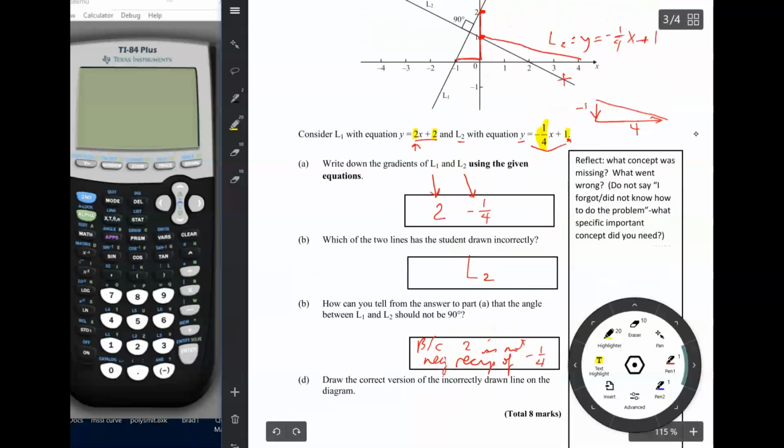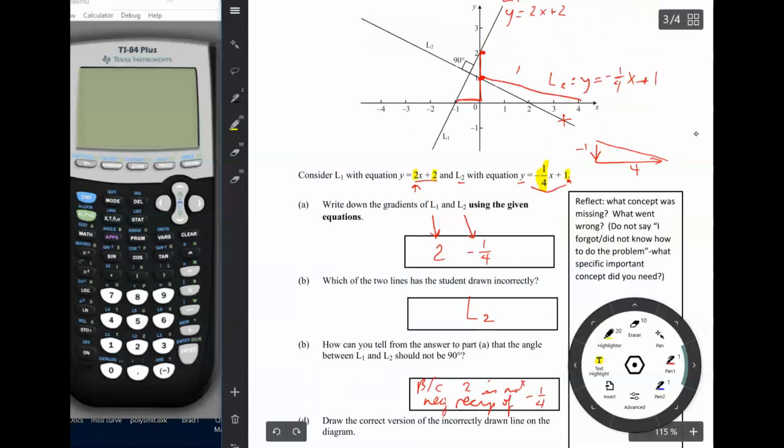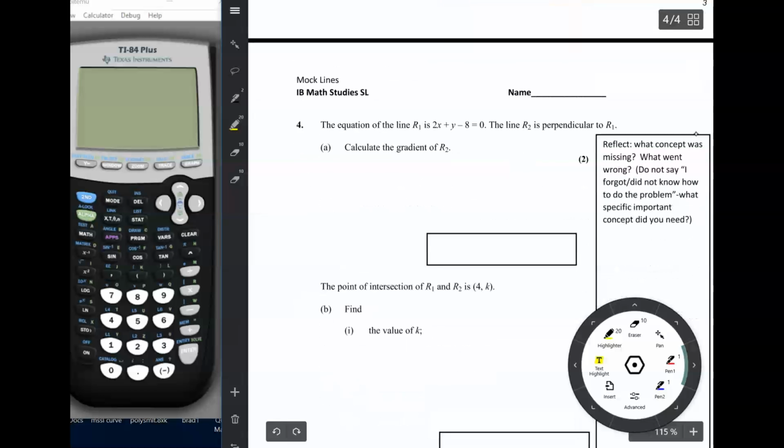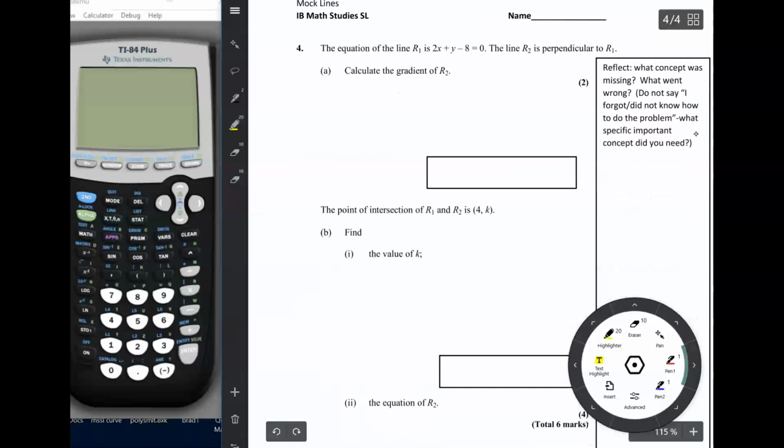Draw the correct version of the incorrectly drawn line. We just did that. It's this one right here, right? Okay? Next page. Number 4.